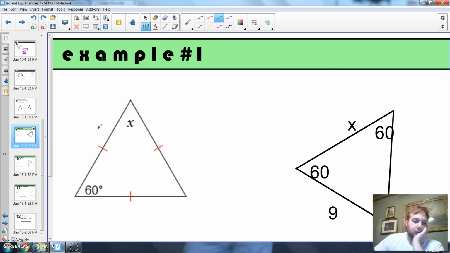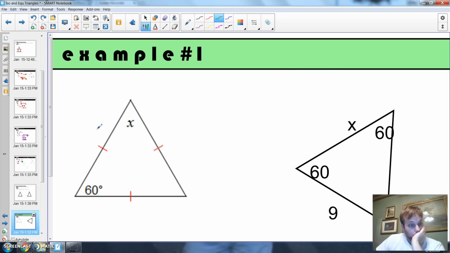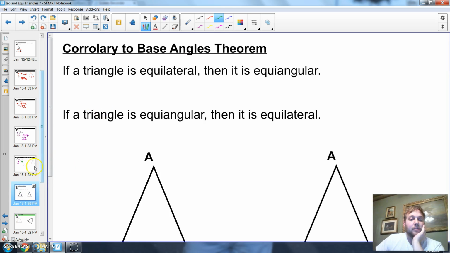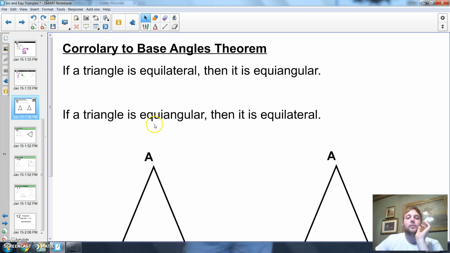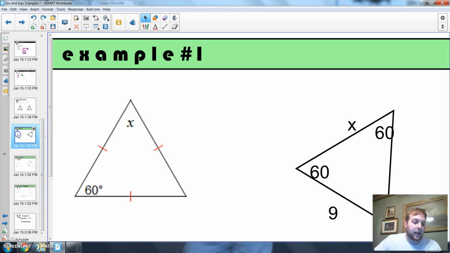Alright. Now these are equilaterals. Now guess what equilateral is? If a triangle is equilateral, then it is equiangular. So if all the sides are the same, all the corners are the same. I'm going to run out in 2 seconds here. I'm hoping you guys can get this. Alright, so I got 10 seconds. So this is 60, this is 60, and that is 60. X is 60. We're going to do the same problem.